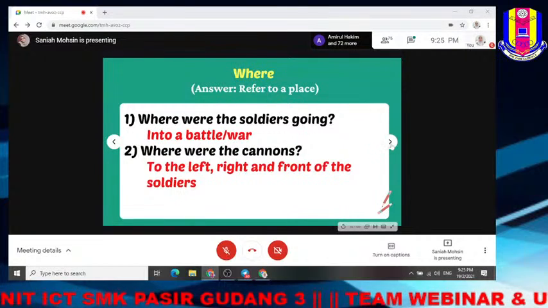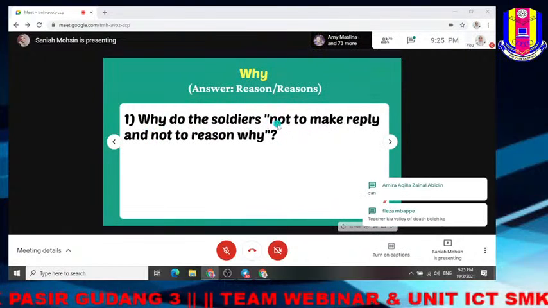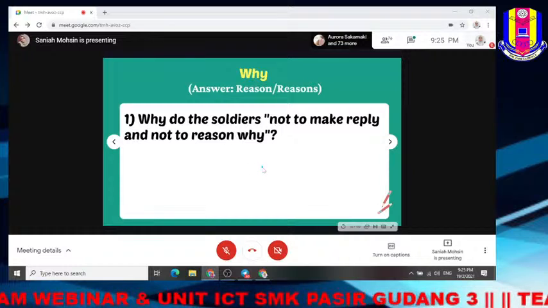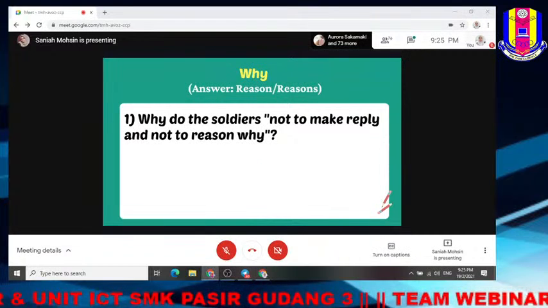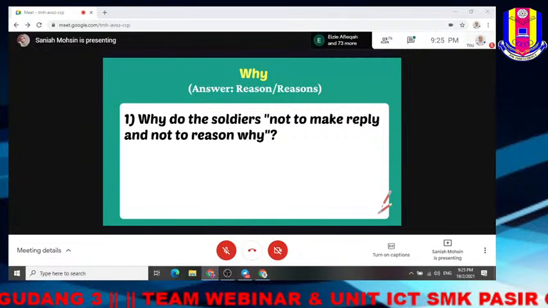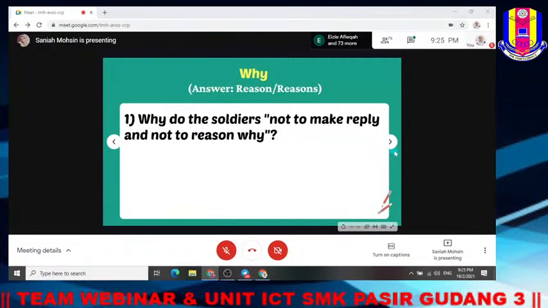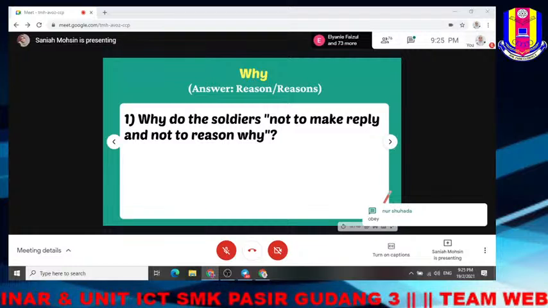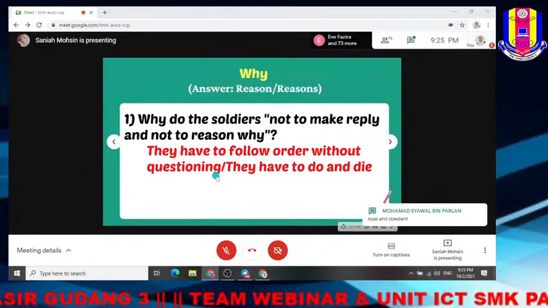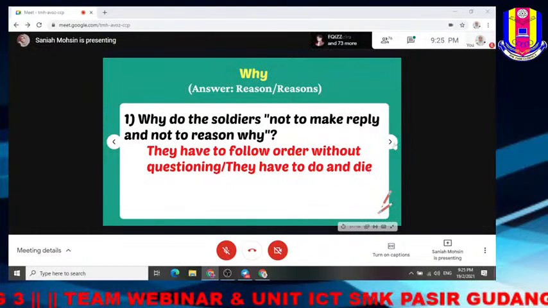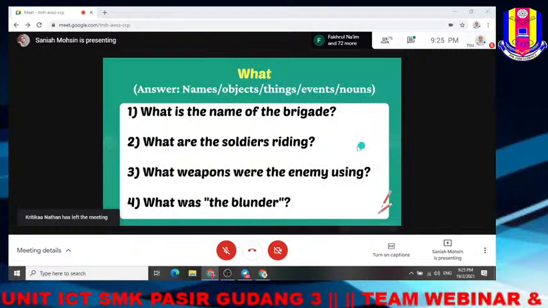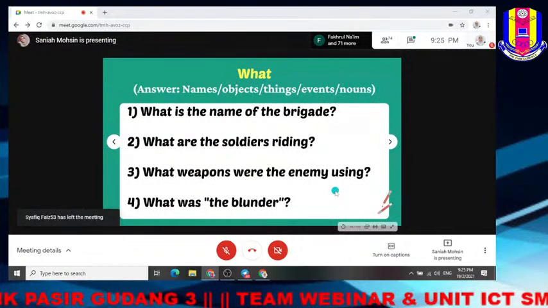Dia refer kepada tempat. Okay, why? Why do the soldiers not make reply and not reason why? Okay, soldiers kat sini, dia bagi arahan dia tak ada cakap. Tak nak dengar lah, boleh tak komander ni bagi arahan dia? Tak ada. Soldiers ni always say yes. Okay, they always execute the order. They always obey the order. So kamu cakap tentang kenapa soldiers ni do not make any reply. So for example, they have to follow order without questioning. Okay, they have to do and die. Contohnya macam kamu lah, semua cikgu suruh buat homework, masuk kelas, biasa masuk kelas kan? Tak? Ya? Yeah. Okay. Next one.